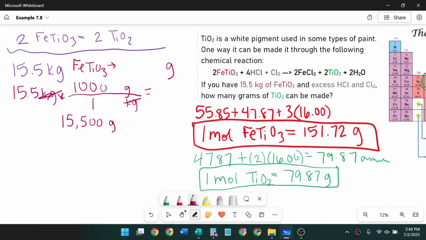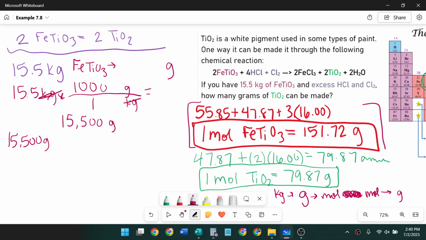Okay, so now that we know how many grams we started with, we can turn this into moles. Because remember, when we're doing our little thing, let me write this over here. We start with grams. We have to change it to moles. We work in moles doing whatever we need to do. We get some different moles, and then we convert that back to grams. In this case, we actually started with kilograms, and we had to go to grams first. So this is our work. So let's convert this to moles. 15,500 grams. And sorry, I sort of changed colors here. This is the FeTiO3 color. So we're going to convert this into moles.